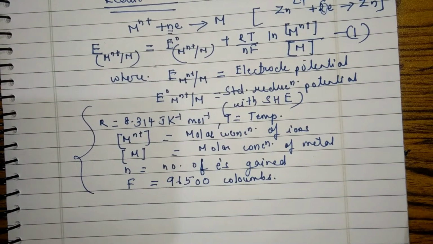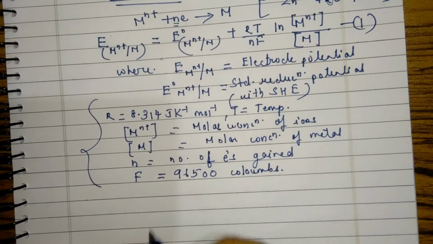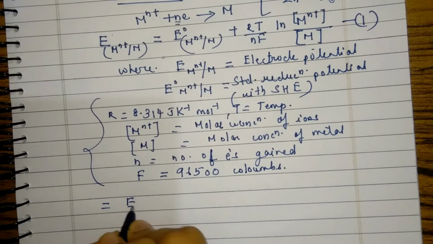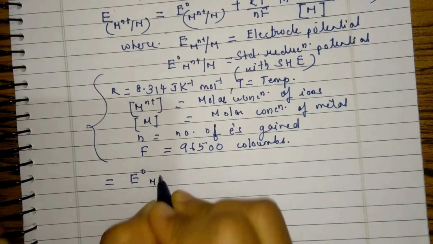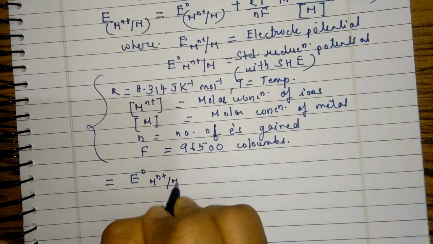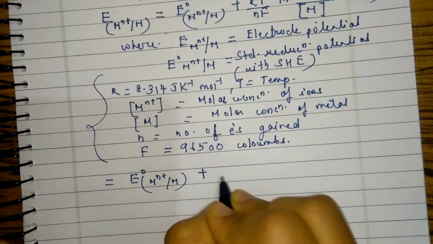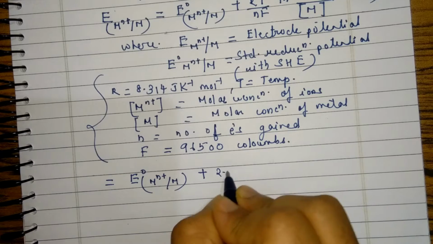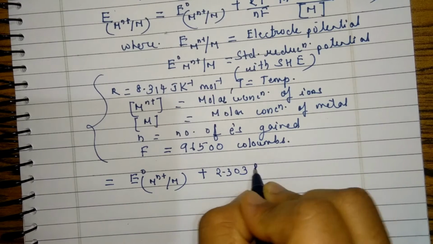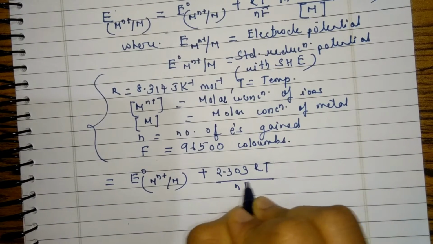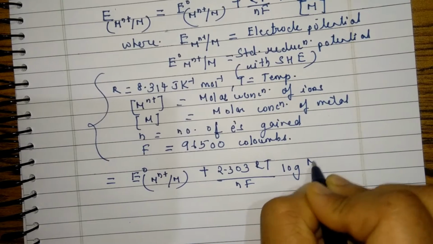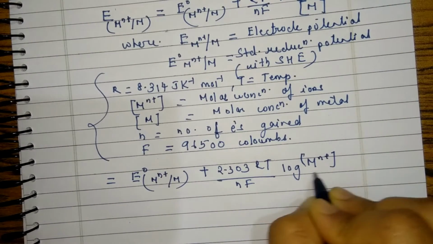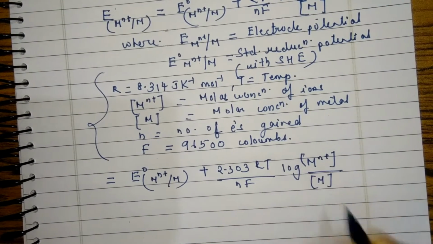Substituting all these values in equation 1, the electrode potential is now represented as E of M^n+/M equals E0 plus, converting it into logarithm, we get 2.303 RT by nF log [M^n+]/[M].